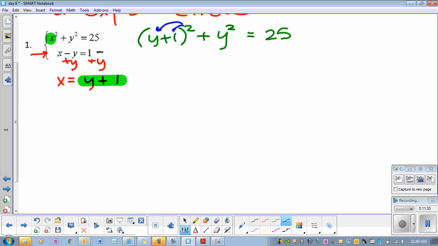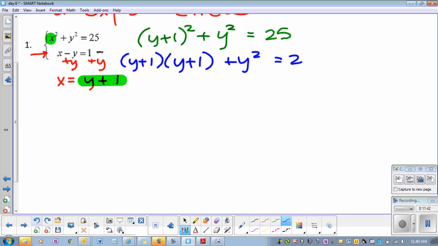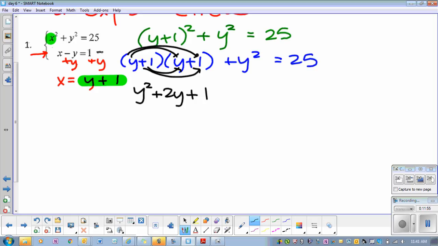You can't distribute that exponent. That's not okay. What this really means is y plus 1 times y plus 1, and then plus y squared equals 25. Now, if you double distribute this, then you get y squared plus 2y plus 1, and then plus y squared equals 25.